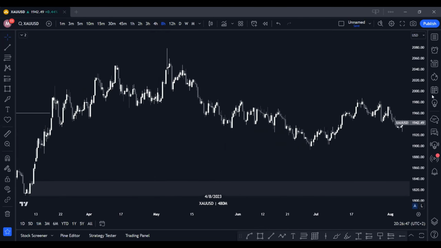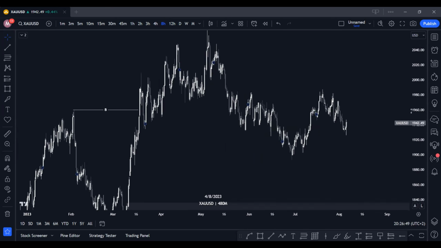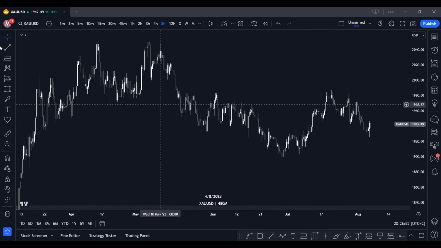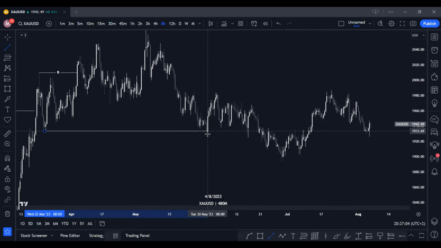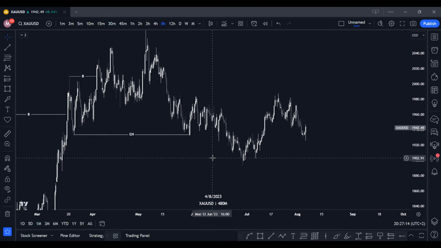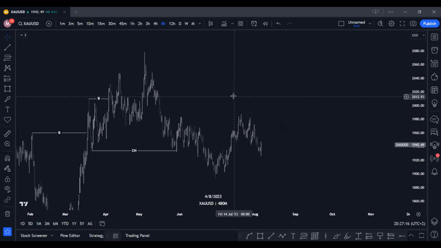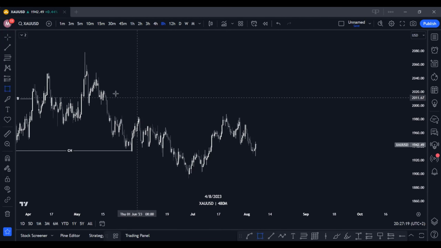Okay, so this is what we have on our 8-hour chart. We can see we have this beautiful break of structure here, and also this change of character here. Let me just mark that out. We have this change of character here. But now price did not come near our change of character.